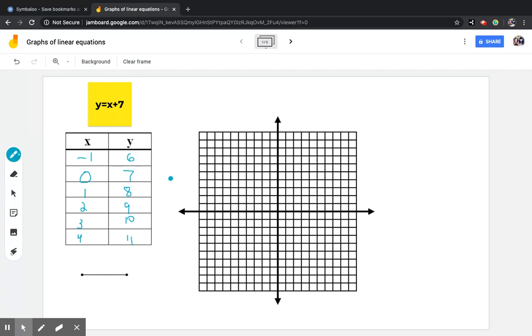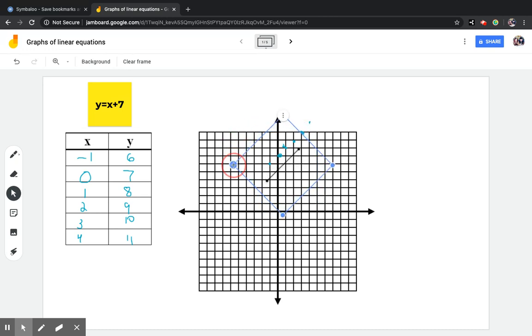I have negative 1 and 6. So you guys should know how to do this. 1, 2, 3, 4, 5, 6. All right. There's my first one, 0, 7, 1, 8, and 2, 9, and 3, 10. All right. And you can assume that my 4, 11 would be right there. Perfect. Okay. So now I'm going to graph that with my line.